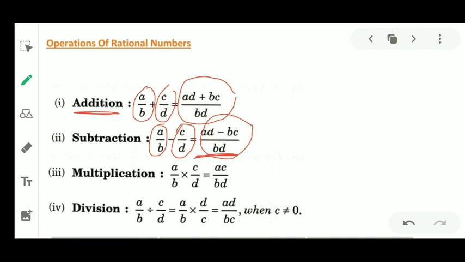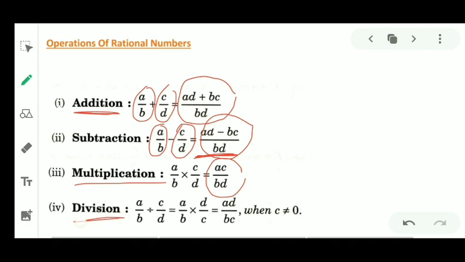Now multiplication. A by B multiplied by C by D becomes AC by BD, that is also a rational number. So the product of two rational numbers is always a rational number.